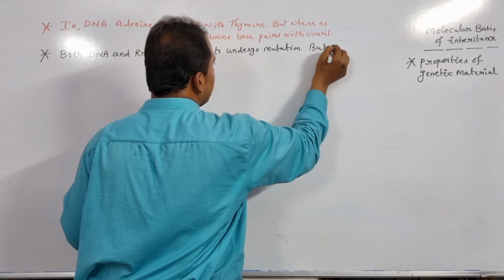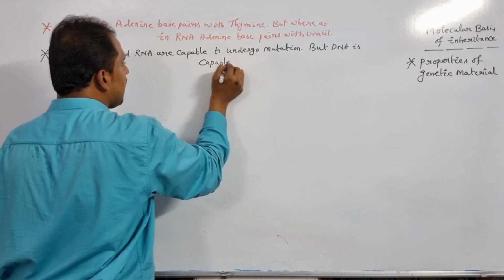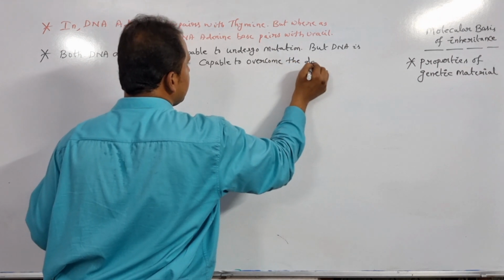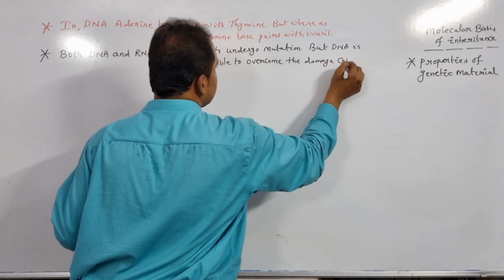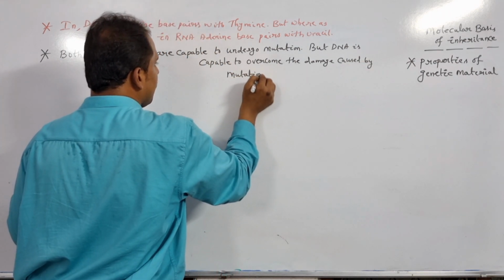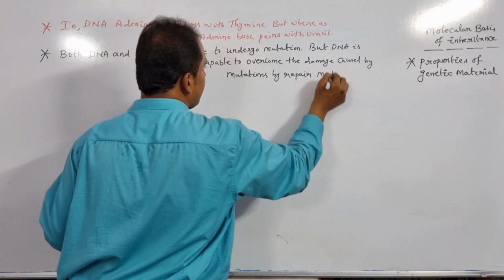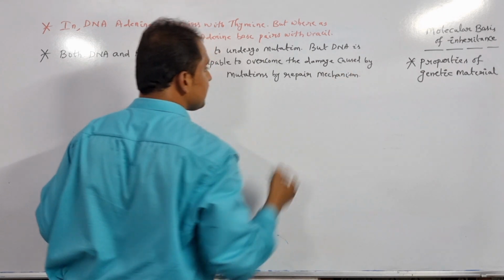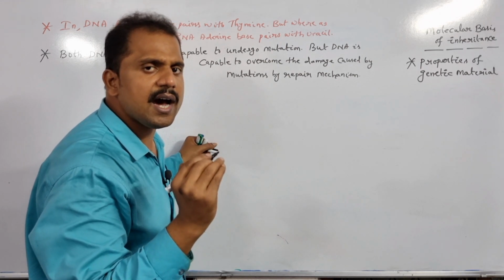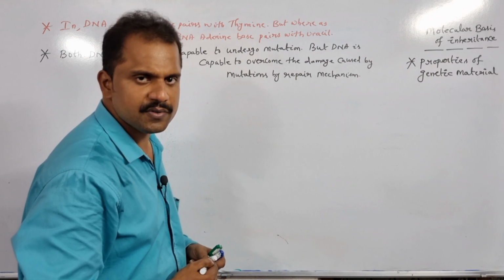But DNA is capable to overcome the damage caused by mutation by repair strategy or by the repair mechanism. But whereas RNA, it has no repair mechanism, right? RNA, it has no repair mechanism. So the reason why RNA cannot overcome the distortions or the damage which is caused by the mutation mechanism or the mutation process. Is it clear?